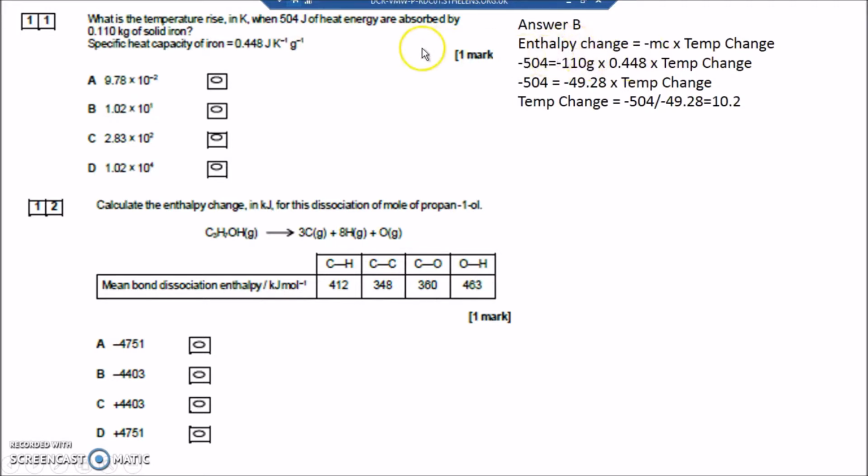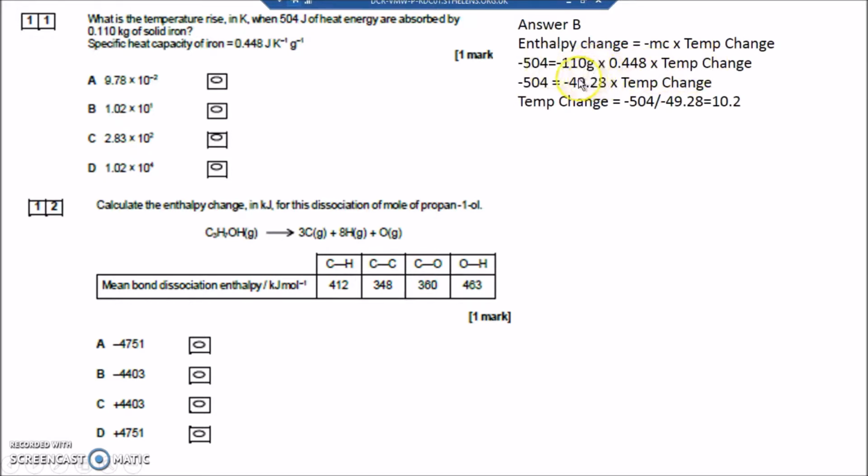So enthalpy change I've got is 504. Absorbed, so it's a minus value. Minus MC delta T, minus MC multiplied by the temperature change, minus 110 grams. So remember, kilograms needs to be in grams for this equation. So I'm going to multiply by 1000 to get kilograms into a smaller unit. 110 grams. 0.448 is my specific heat capacity that I've been given, multiplied by the temperature change.